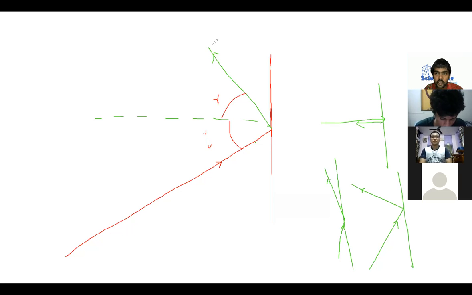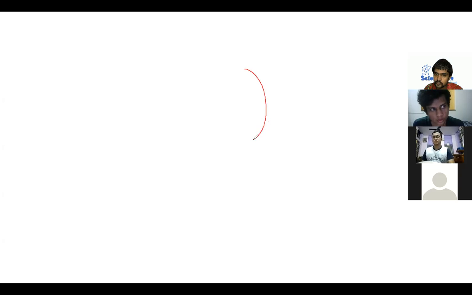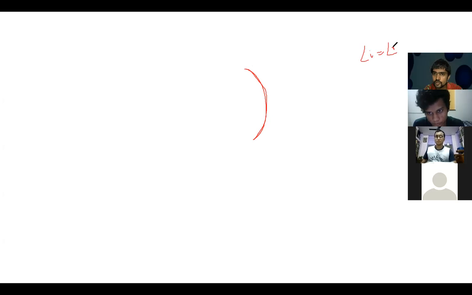Now, concave and convex mirrors, they're a part of what kind of surface? A curved surface. A sphere, right? Now, does angle i equal to angle r apply to concave and convex surfaces also?